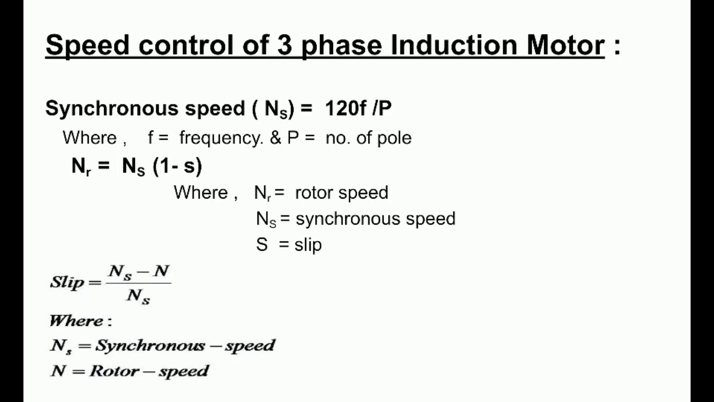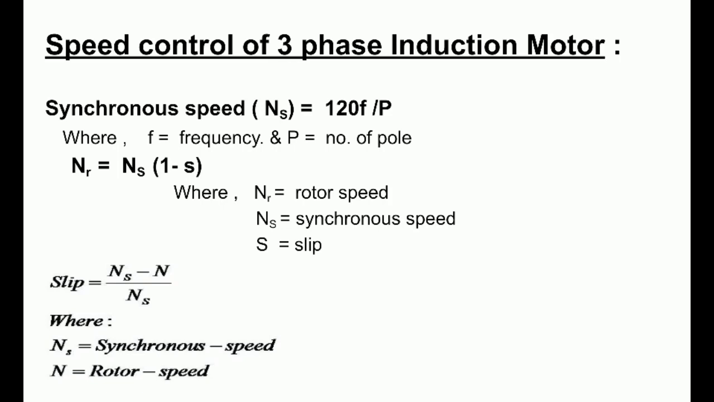First, synchronous speed. So what is synchronous speed? Synchronous speed is the speed at which the magnetic field rotates. It is denoted by Ns. Ns equal to 120 F divided by P, where F is the frequency and P is the number of poles.